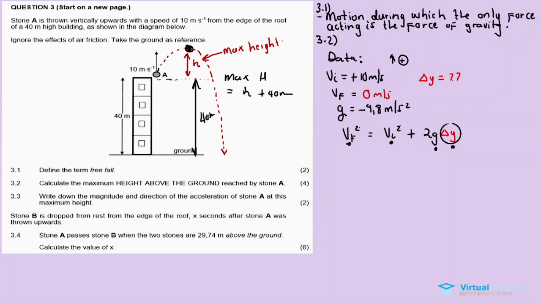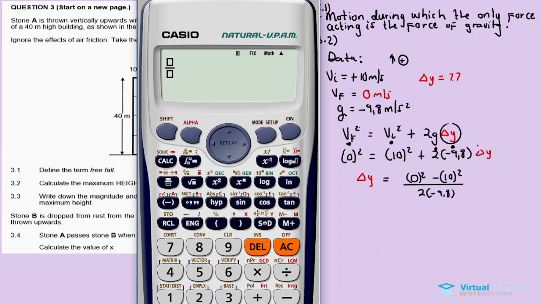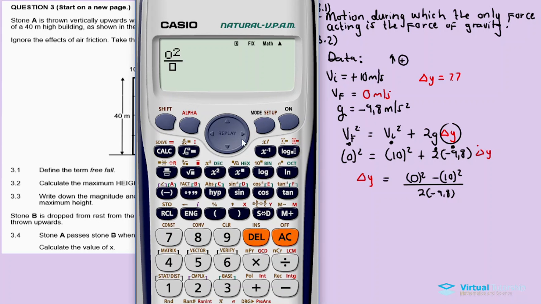So now we substitute: 0 squared, the final velocity, equals 10 squared, the initial velocity, plus 2 in brackets minus 9.8 times delta y. Then making delta y the subject of the formula, I use the calculator. Let's put it in brackets.